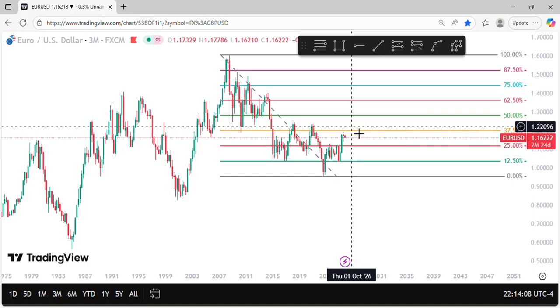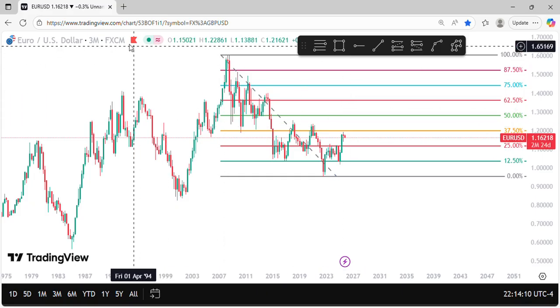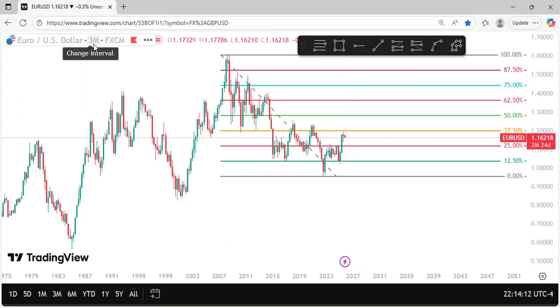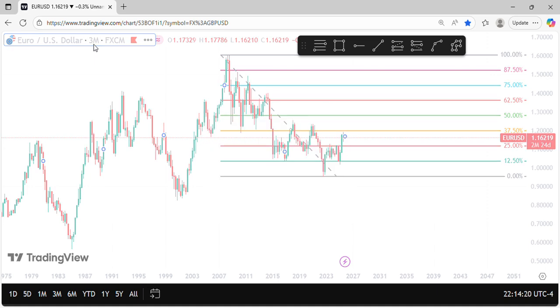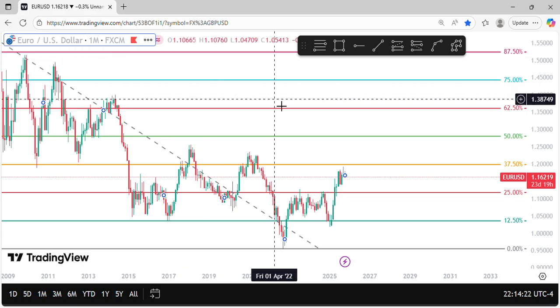Okay, so this is just by the way. So let's just move into the lower time frames and then make sense of the rest, right?